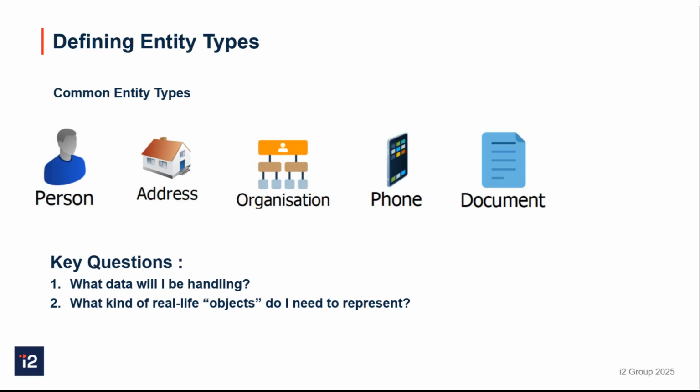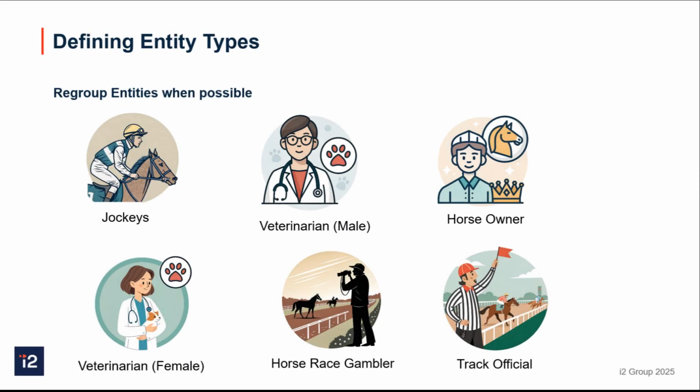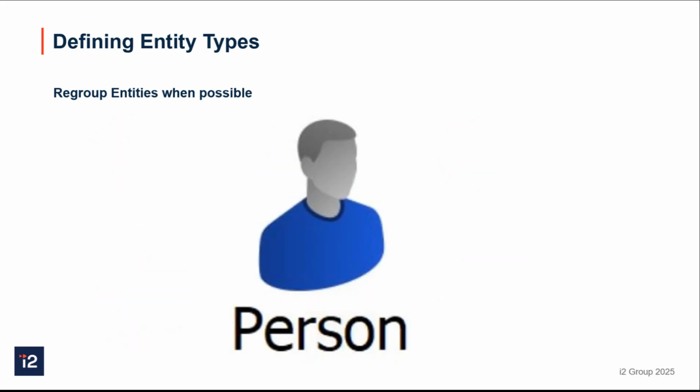For example, if in your analysis you're dealing with horse racing data, you will likely need an entity type for horses because your analysis will revolve around them. However, in your dataset, you might also have jockeys, veterinarians, male or female, horse owners, horse race gamblers, and track officials. You must not create a distinct entity type for each of these types of person. What you must do is create just one entity type person, and create a field which defines each person's role. This prevents duplication and allows for flexibility, as a jockey can later become a horse owner.